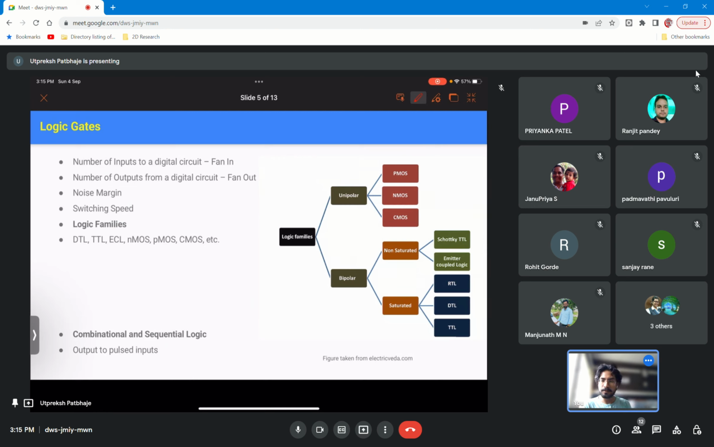Then last time we were discussing something on logic families. So the logic family which you have to choose depends on various factors. Correct. So in this schematic which I have taken from this website, Electric Veda, they have very precisely given the families. So I will just go ahead and ask what is unipolar and bipolar? So logic gate families are divided among unipolar and bipolar. So can you tell me why these are unipolar and bipolar?